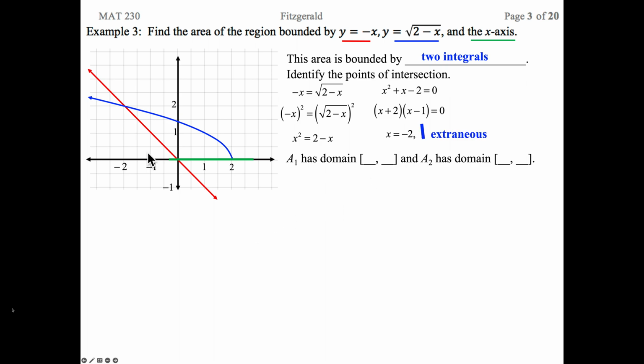So we have two areas here. The one to the left over here in quadrant 2, we'll call that A1. That's going to be from negative 2 to 0. And area 2 is going to be from 0 to 2. And we're going to find each area and add them together.